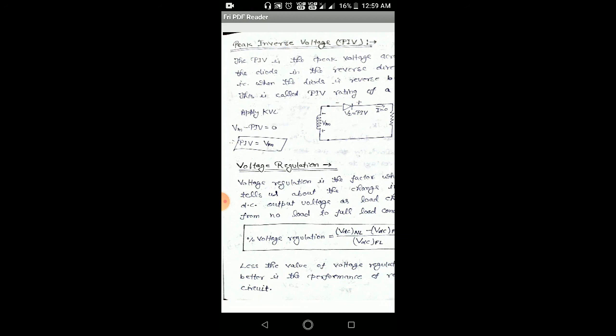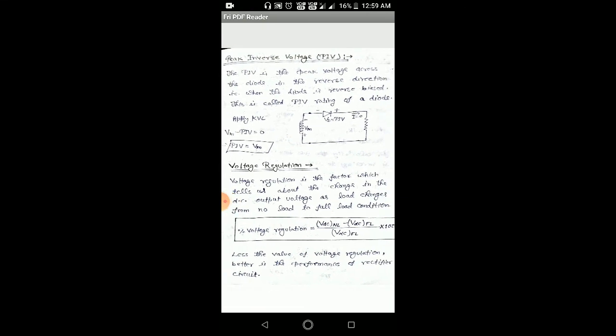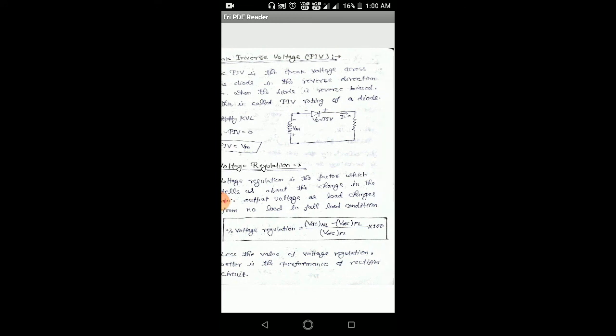Now the voltage regulation. The voltage regulation is the factor which tells us about the change in the DC output voltage as the load changes from no load to full load condition. So percentage of voltage regulation equals VDC at no load minus VDC at full load upon VDC at full load, multiplied by 100. The less the value of voltage regulation, the better is the performance of the rectifier circuit.